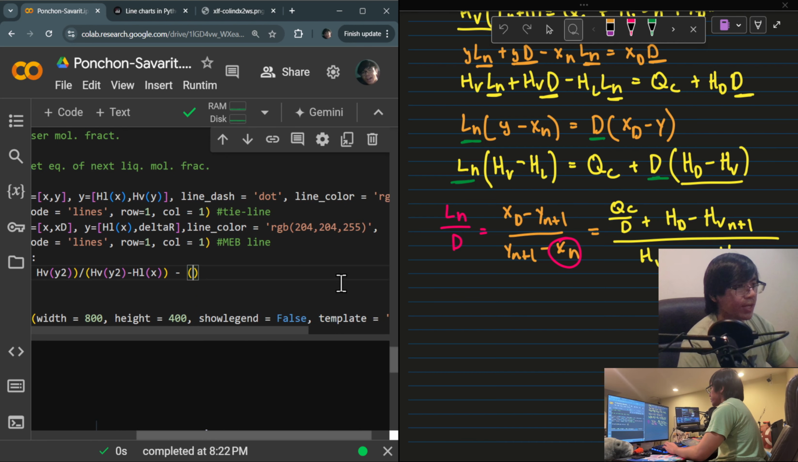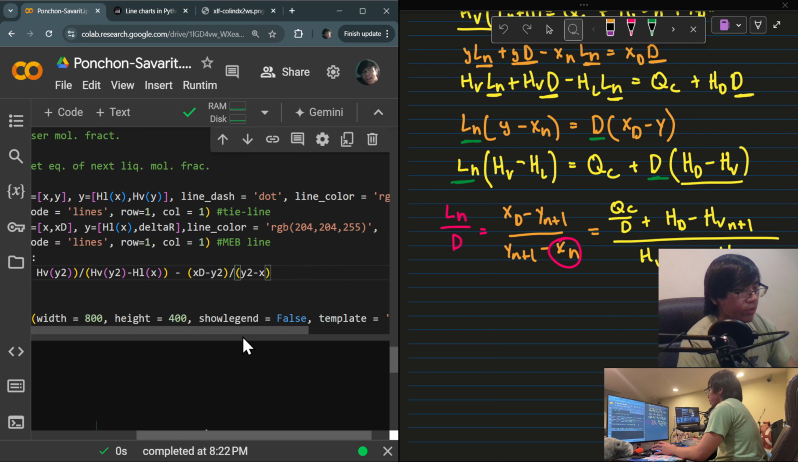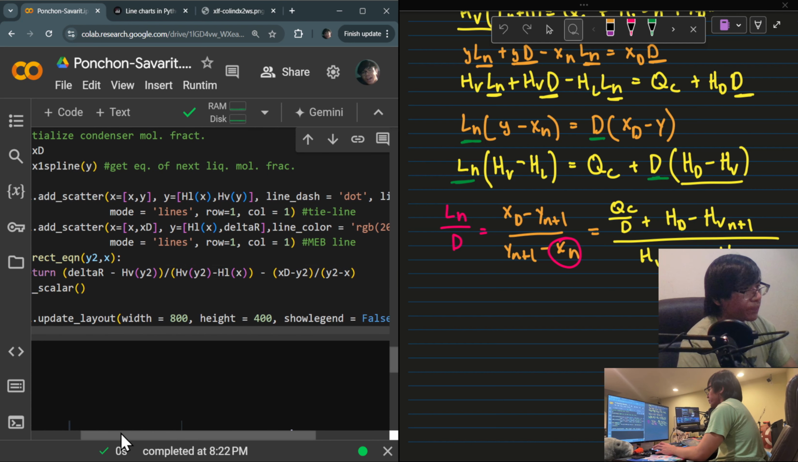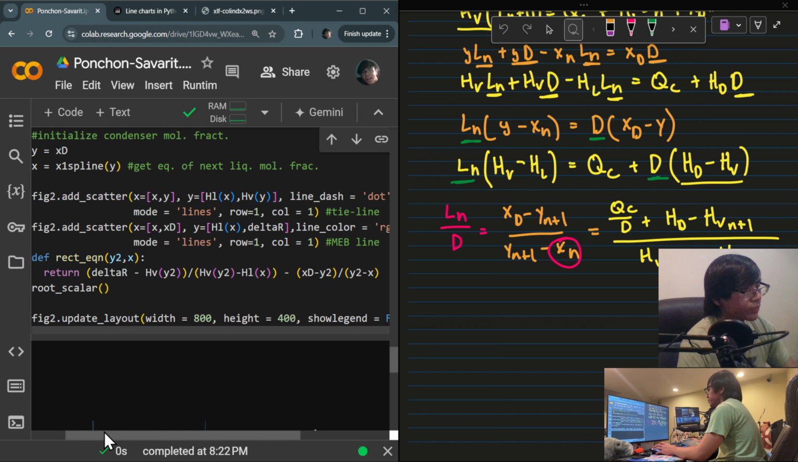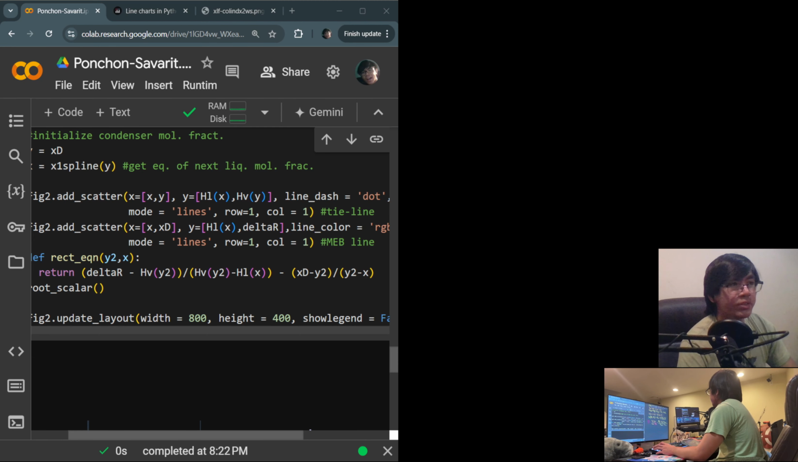So this is x at our distillate minus our, what is this? Our y2. So yeah, vapor mole fraction from the stage below again, and then y2 again, and minus x. And then remember, xn refers to the liquid mole fraction at the current stage. So what's happening here? Okay, I think we're good. Yeah, let's go back full screen.